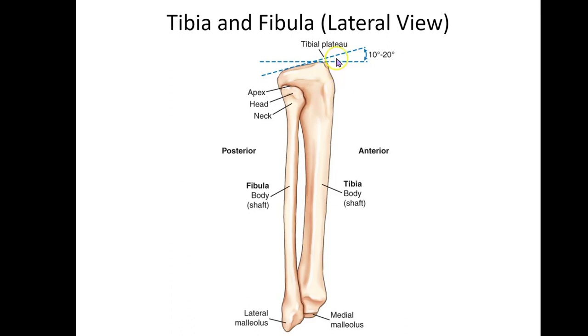And then I also wanted to point out the tibial plateau. Notice these articular surfaces or facets that articulate with the distal femur. Remember how I said they slope posteriorly 10 to 20 degrees? Well, you can see that very nicely here. Okay, so I wanted to point that out before we move on.